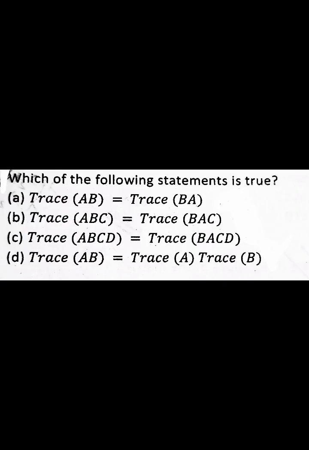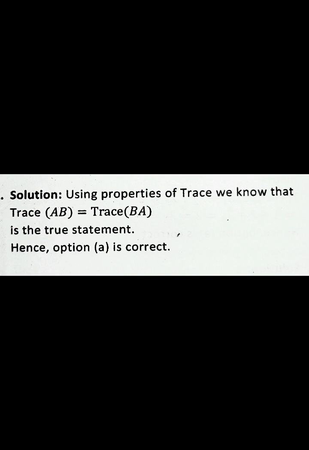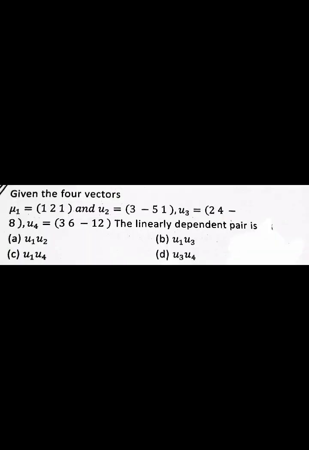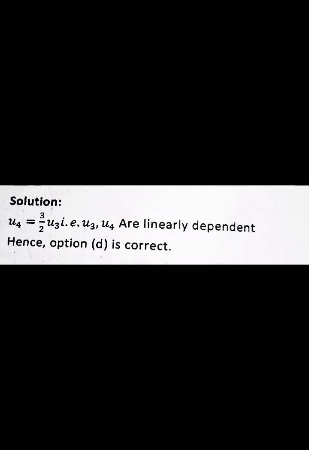Next question is, which of the following statements is true? So here, by using the properties of trace, we can write trace of AB is equal to trace of BA. So the answer is option A. The next question is, given the four vectors u1 is equal to 1 2 1, u2 is equal to 3 minus 5 1, u3 is equal to 2 4 minus 8, u4 is equal to 3 6 minus 12. The linearly dependent pair is dash. So here u4 is equal to 3 by 2 u3. That means u3 and u4 are linearly dependent. So the answer is option D.